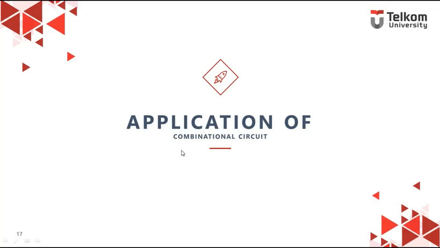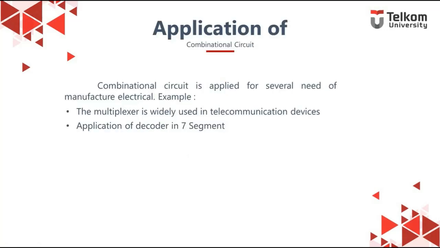Application of combinational circuit. Combinational circuit is applied for several needs for manufacture electrical. The example is the multiplexer is widely used in telecommunication devices, and then application of decoder in 7 segments.